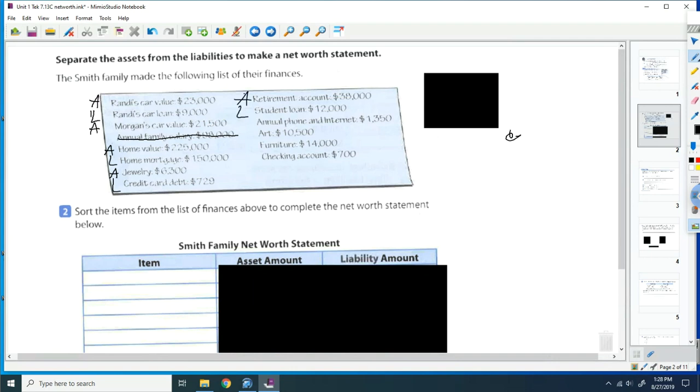Student loan is a liability. Phone and internet is nothing. It doesn't count towards liability or asset, so you just cross that off. Okay, art is an asset. Furniture, asset. Checking account, asset.